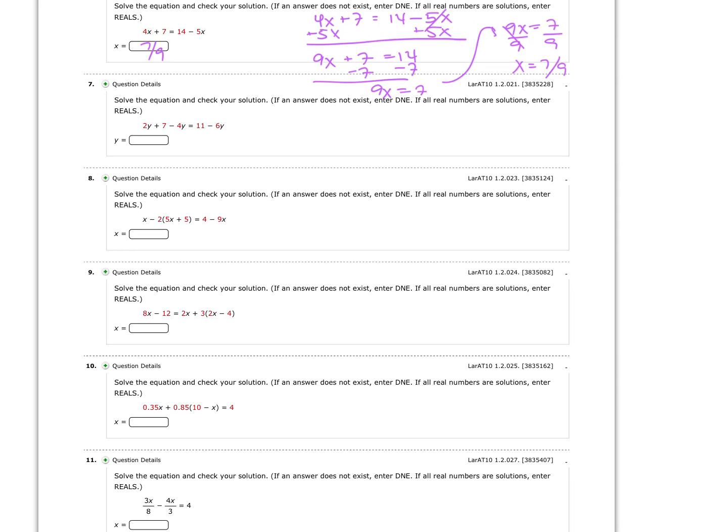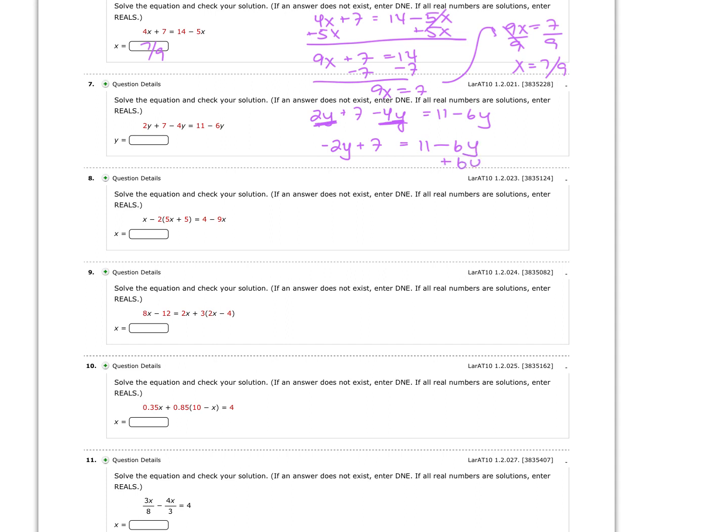Again, here we have another multi-step equation. This one's a little bit different, and you're going to see why. If you notice, the left side is not fully simplified, so before I start adding to both sides of my equation, I want to simplify my sides. And right now, I have a 2y and a minus 4y, which can be combined. When I combine my like terms, I get minus 2y plus 7 equals 11 minus 6y.